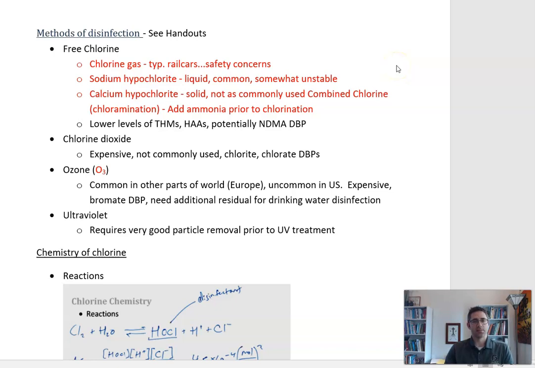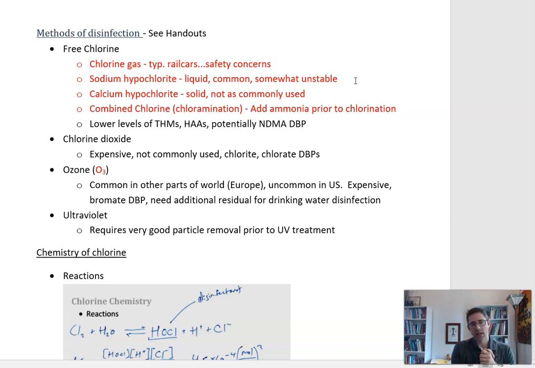It's not as commonly used as some of the other methods, especially sodium hypochlorite. That's the dominant method these days.